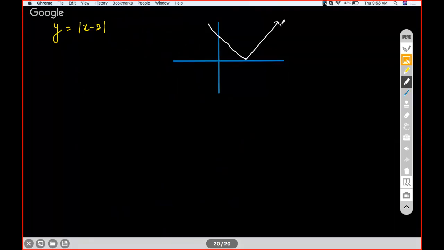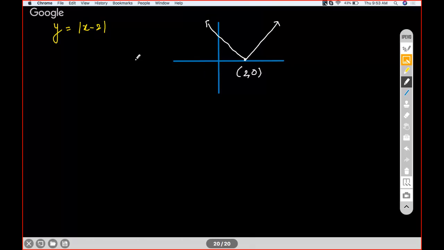Now, something very interesting that you would note about it. When I asked you to plot the graph of mod x minus 2, you actually plotted it like this. So we shifted it 2 units to the right. Correct. So this point becomes (2, 0).